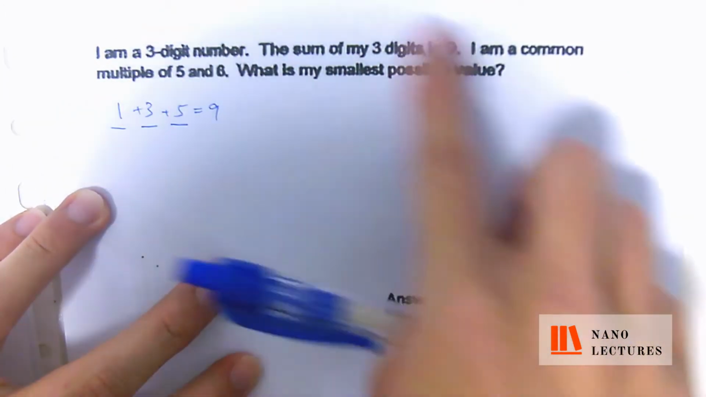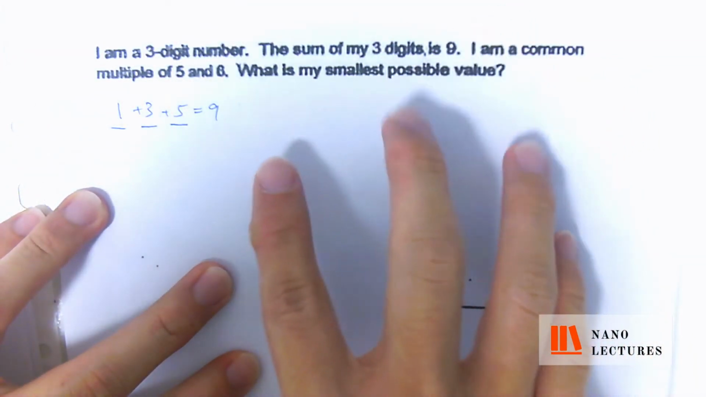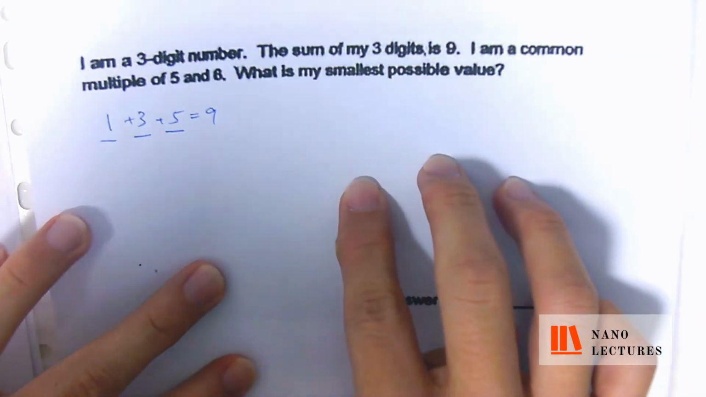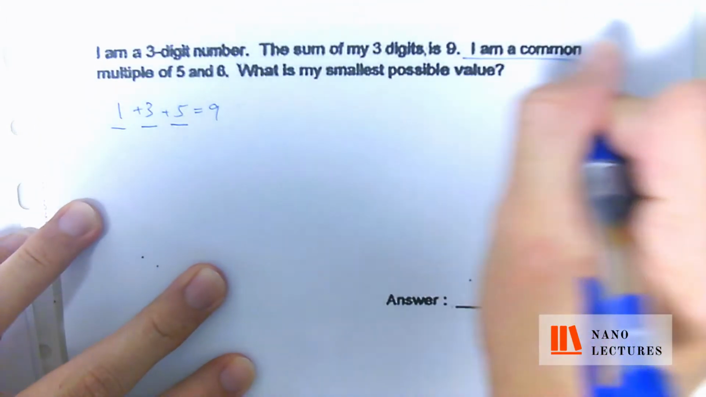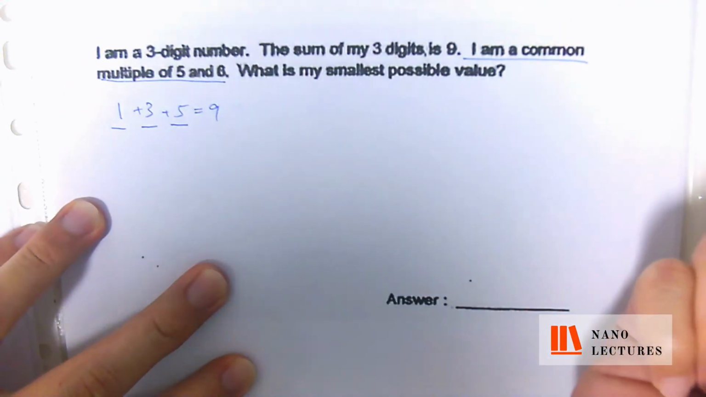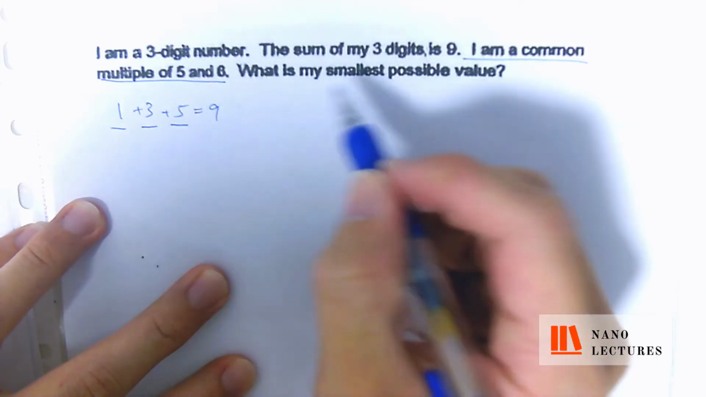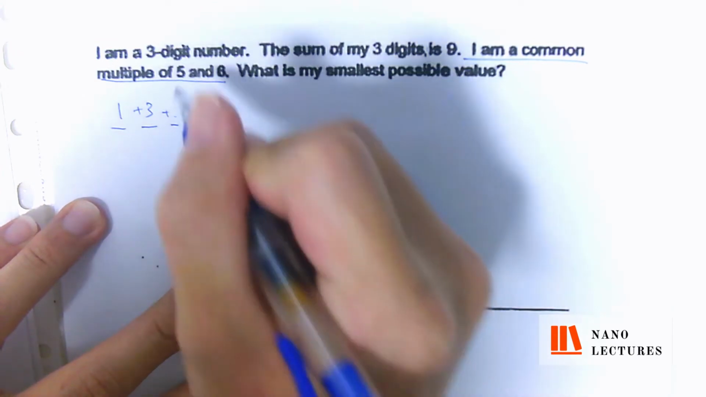Okay, this is quite a tricky question. Close to about 50 to 60% of the students will get it wrong, so please listen up. The first thing we need to do is deal with this: I am a common multiple of 5 and 6. Because if it's a common multiple of 5 and 6, your last digit will actually be affected.